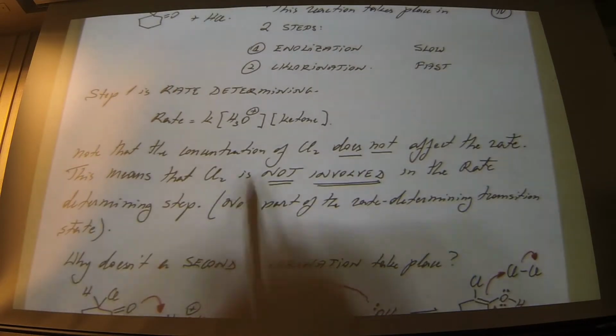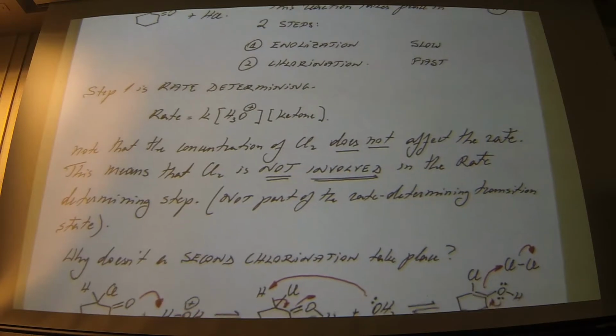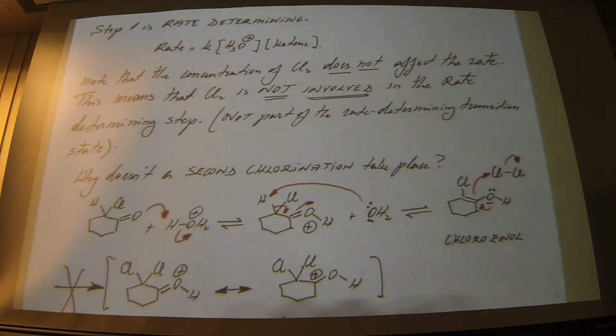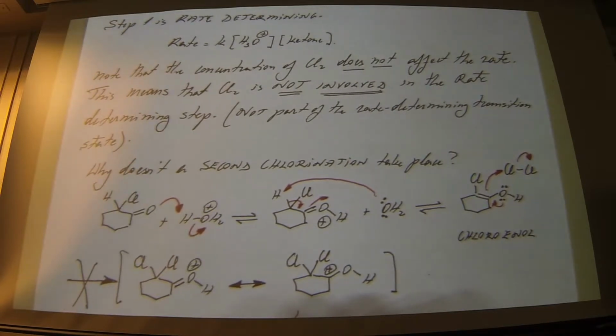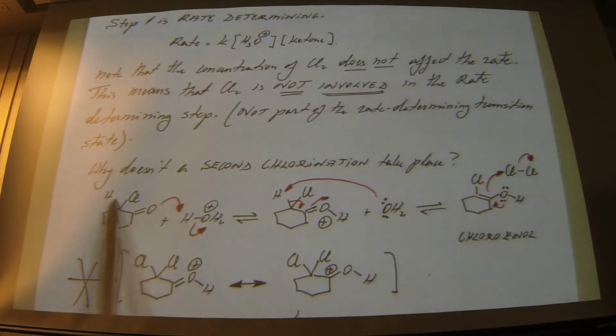Okay, so I've kind of spelled that out here. Now, the next thing we need to figure out is how come, because I can write a really good mechanism for second chlorination. The mechanism that you see on the screen doesn't violate any rules. I don't have octet rule violations. I haven't done anything super bad, but I have done something not good. So why don't I get a second chlorine?